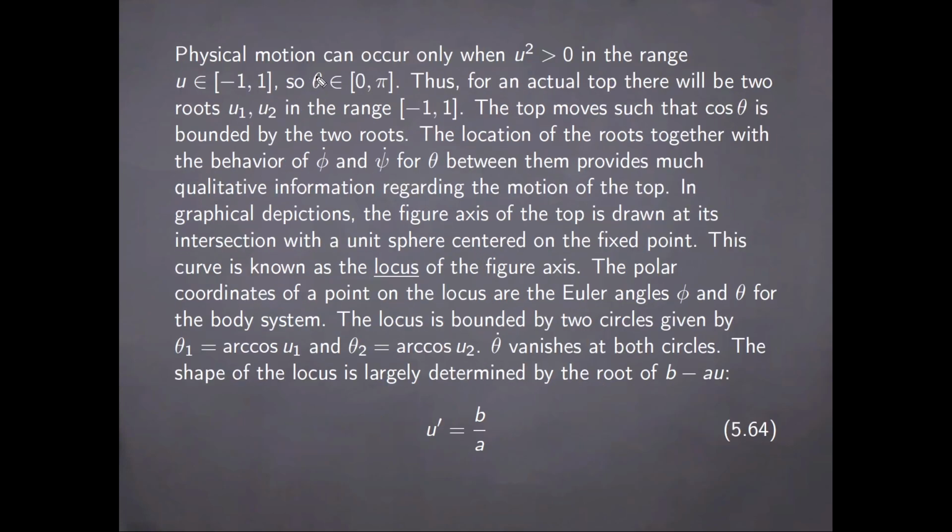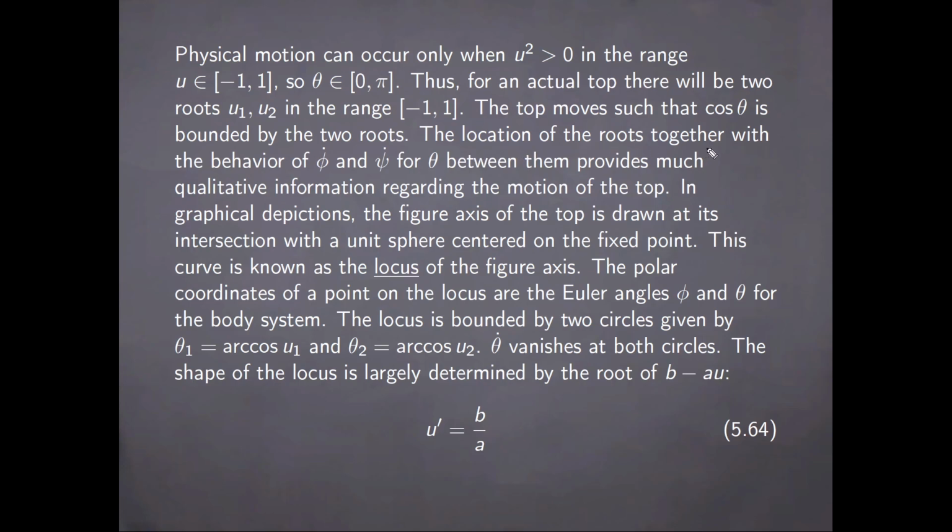As mentioned, physical motion can occur only when the square of u is greater than 0 in the range bounded by -1 and +1, and thus the angle theta belongs in the range between 0 and pi. So for an actual top, there will be two roots, u1 and u2, in the range between -1 and +1. And the top moves in such a way that the cosine of theta is bounded between these two roots.